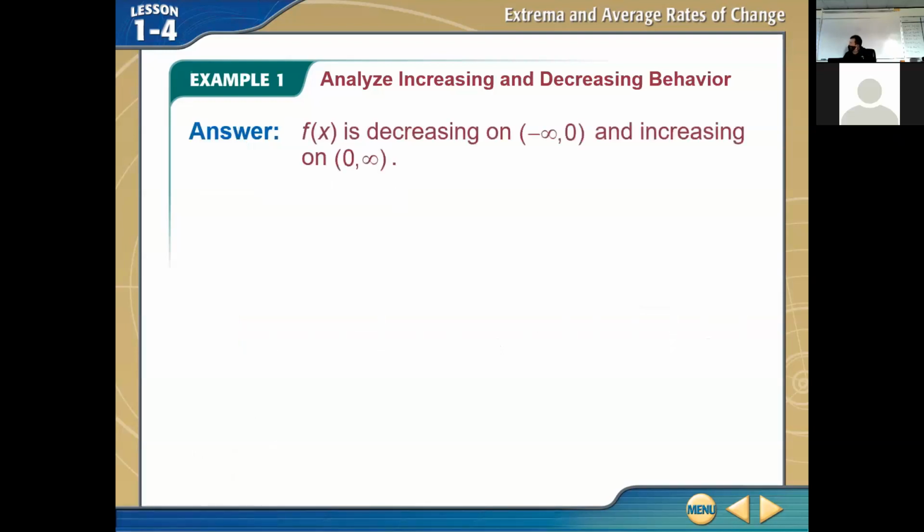Okay, and then we took all that information, we supported our conjecture, and we stated our answer that f of x is decreasing from negative infinity to 0 and increasing from 0 to positive infinity.